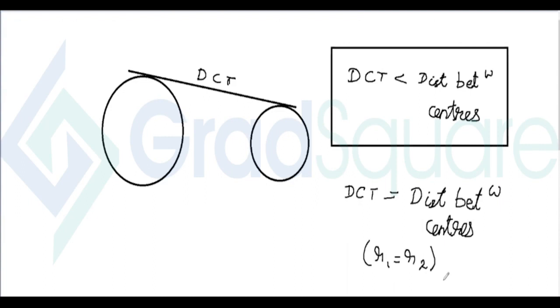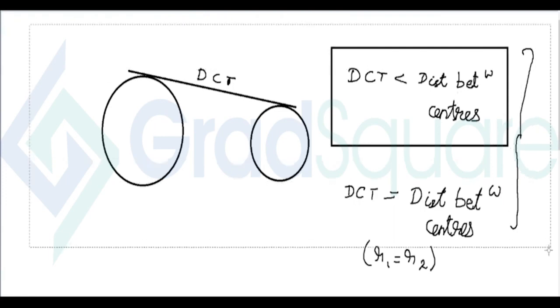In every other case, the length of the DCT will always be less than the distance between the centers of the two circles. It doesn't matter what the nature of those two circles is, whether they are touching each other, not touching each other, or cutting each other at 2 points. These will always hold true. So that is the basics of circles.